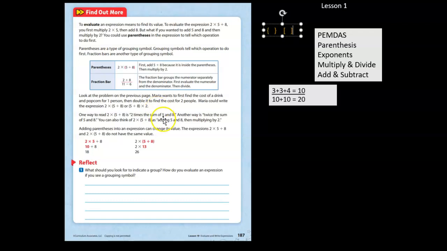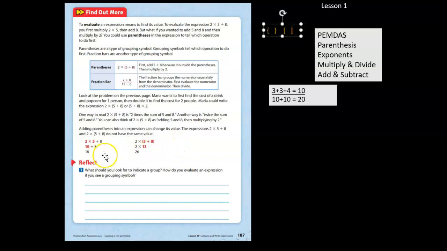So one way to read this, 2 times (5 plus 8), is to say 2 times the sum. Sum means when we add something together. 2 times the sum of 5 and 8. Or you could say twice the sum of 5 and 8. You can also think of it as adding 5 and 8 and then multiplying by 2.